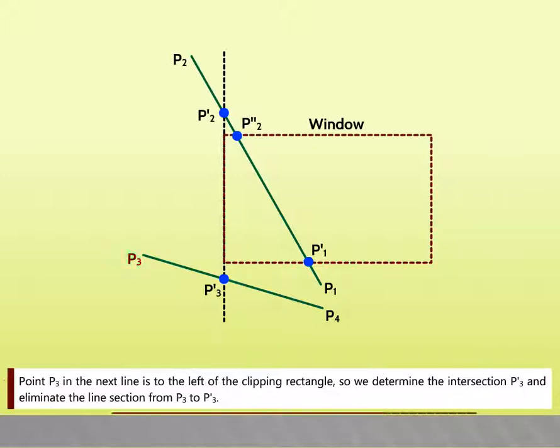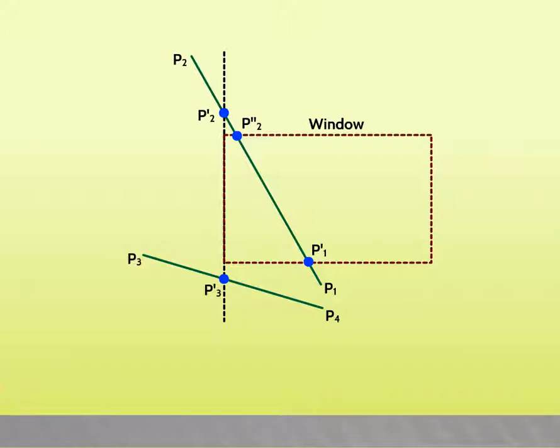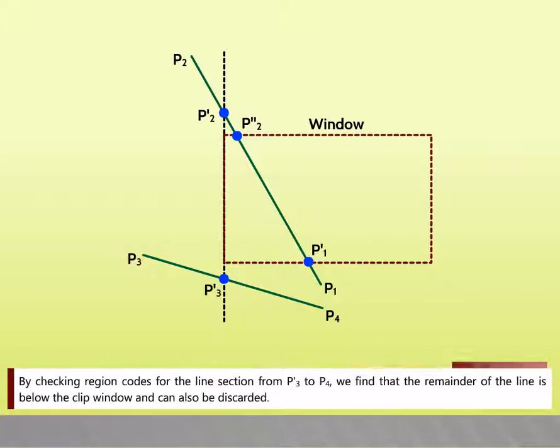Point P3 in the next line is to the left of the clipping rectangle, so we determine the intersection P3' and eliminate the line section from P3 to P3'. By checking region codes for the line section from P3' to P4, we find that the remainder of the line is below the clip window and can also be discarded.